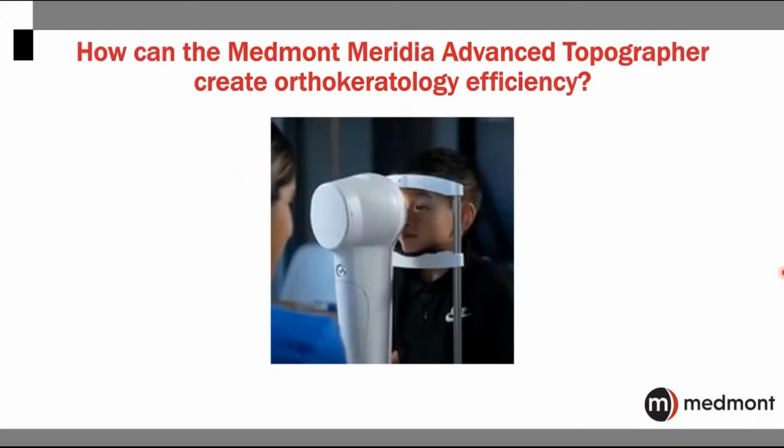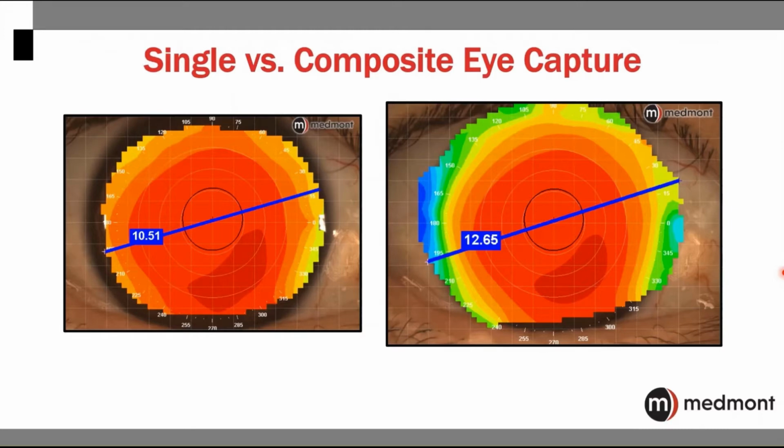Now, how can the Medmont Meridia be used to create orthokeratology efficiency in your practice? Well, let's look at a case example. We know that a small cone topographer like the Medmont gives us an incredibly large surface area of coverage, generally over 10 millimeters of data, even on this steep cornea. Using the proprietary Medmont composite eye capture, we can fill in the peripheral cornea by changing fixation and merging all of those images that we take together to create a larger view of the eye.